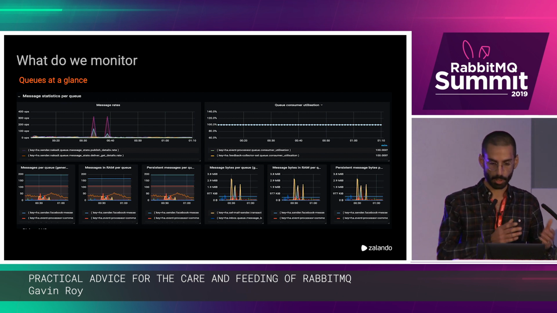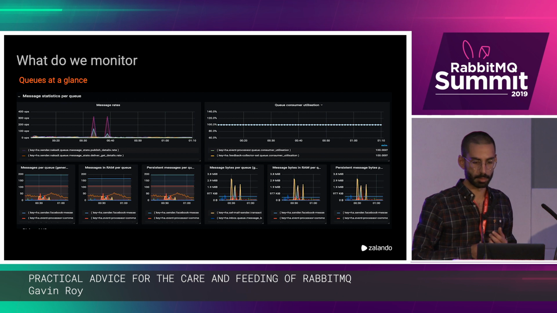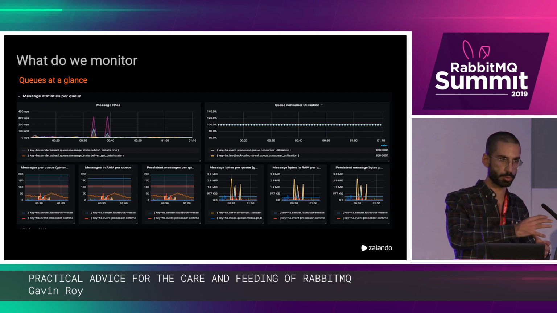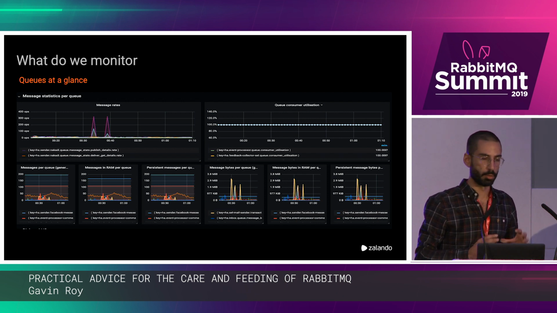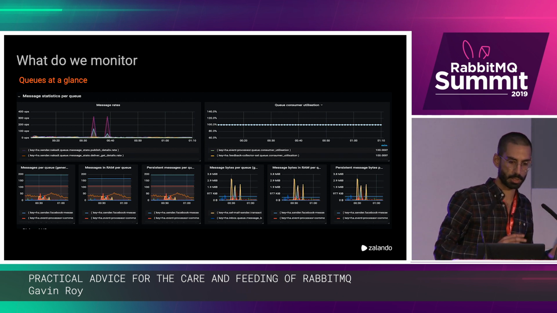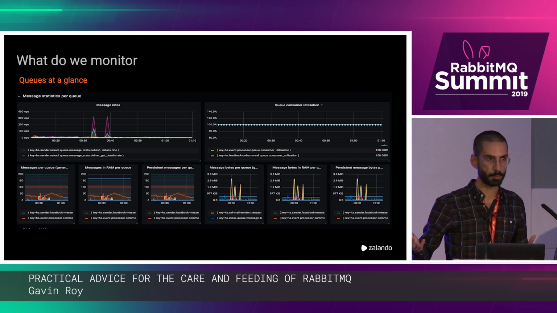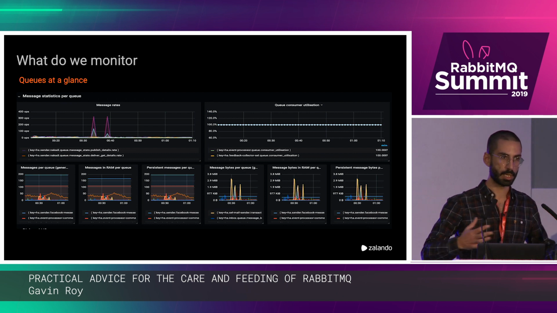So we look at this hand in hand alongside the message bytes per queue and the message bytes in RAM per queue. That gives you an overview of how many messages you have, what the message rate per queue is, and what the footprint is per queue.